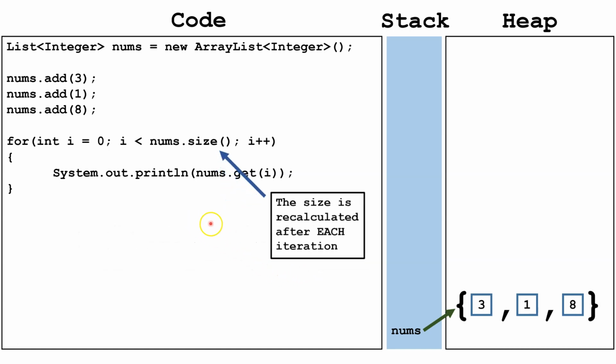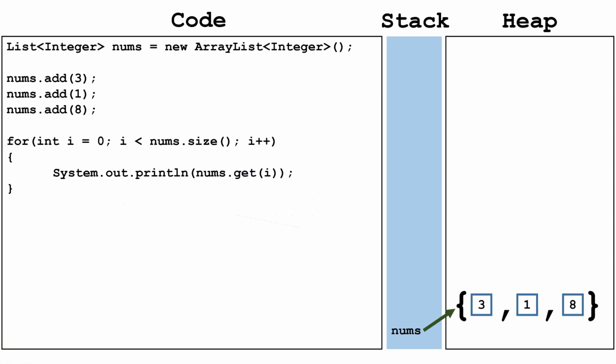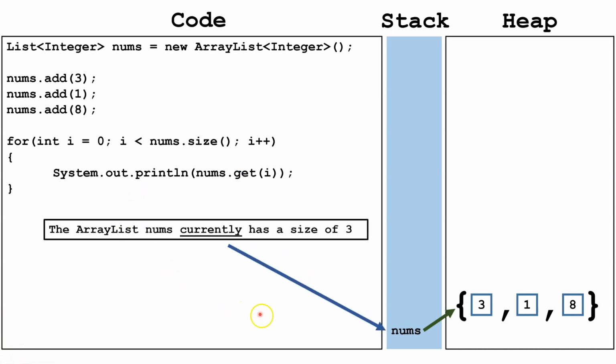The size is recalculated after each iteration of the for loop. So if we add or delete elements in the array list, the value that is returned here may change. We notice we are simply getting the values at each index and then outputting it to the console. However, we could do whatever we wanted with the data. Right now, the array list nums has a size of 3.